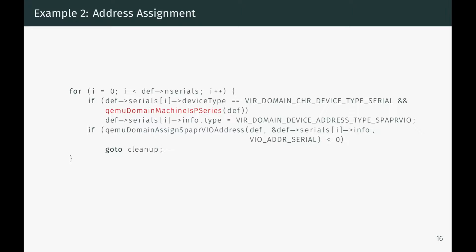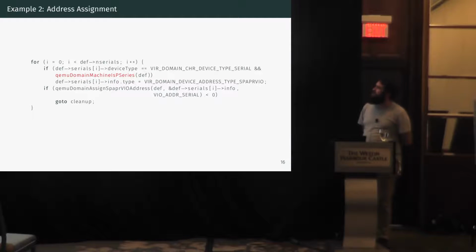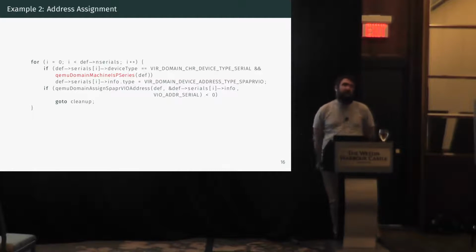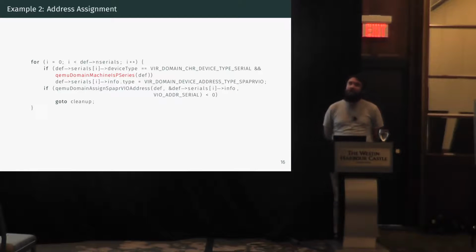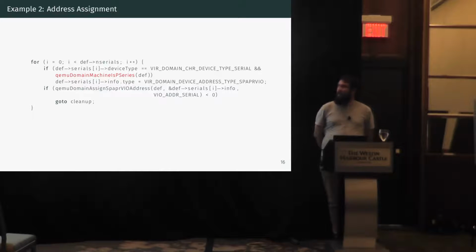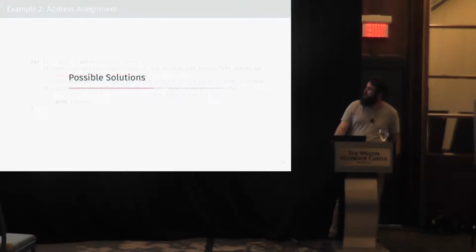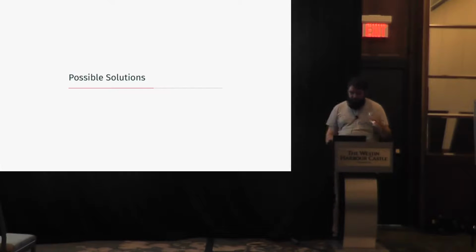If you're adding a serial port and you're on a pSeries machine, then you need to know that the serial device is going to use the SPAPR VIO device type, so it's going to use an address. You need to take that into account and allocate an address to the serial port. All because we can't ask QEMU. QEMU is not running yet. So those are the issues I want to address. Now, about the solutions you might have for that.